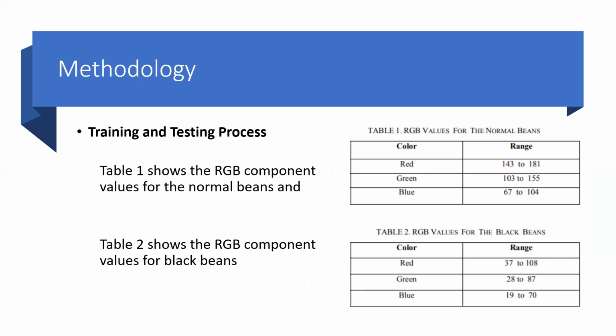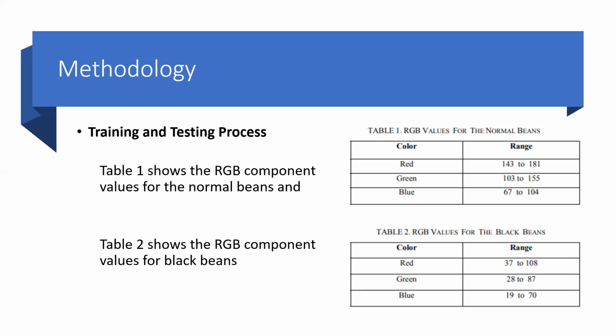Table 1 shows the RGB component values for the normal beans and table 2 shows the RGB component values for the black beans. Comparing the RGB values in table 1 and table 2, it can be seen that normal beans have higher RGB values than their black bean counterparts in all components: red, green, and blue.